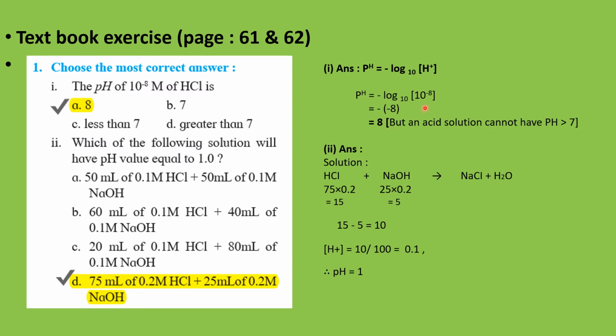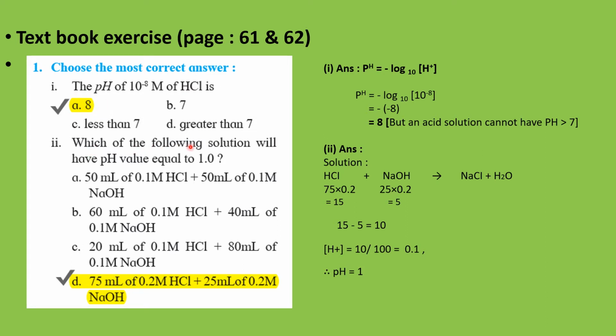So, molar concentration of H plus ion is 10 raised to minus 8. So, negative logarithm to the base 10 of 10 raised to minus 8. Logarithm to the base 10 of 10 raised to minus 8 is minus 8. So, minus of minus 8 is plus 8. So, the pH value is equal to 8. The correct option is A.